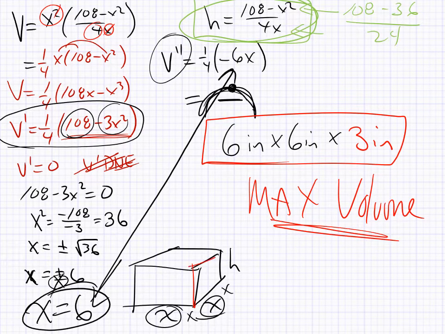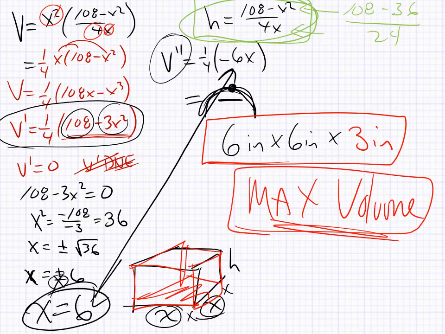It's still going to only use 108 square inches of cardboard to build this box, but it will hold the most material. And so that's your typical optimization problem.